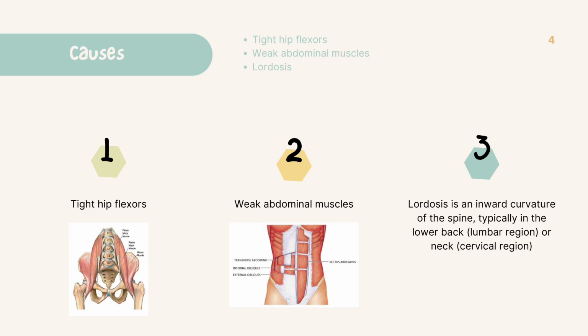Anterior pelvic tilt in dancers may cause tight hip flexors, weak abdominal muscles, or lordosis, which is the inward curvature of the spine, typically in the lower back or the lumbar region or the neck. But in this case, it's mostly in our pelvic lower back area.